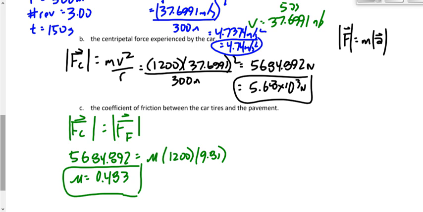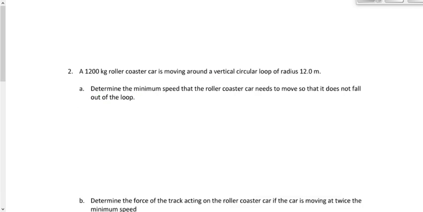Question 2. A 1,200 kilogram roller coaster car is moving around a vertical circle loop of radius 12 meters. Find the minimum speed that the roller coaster needs to move so that it does not fall out of the loop.